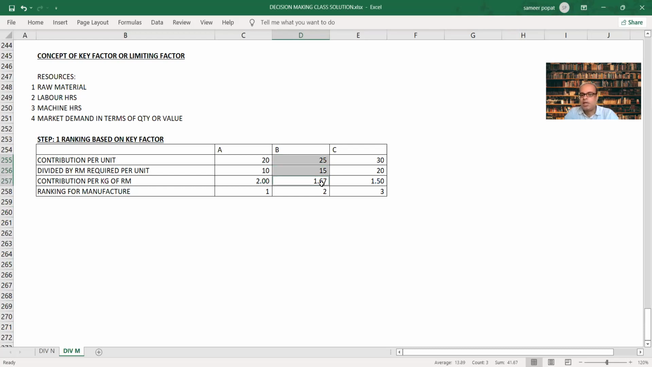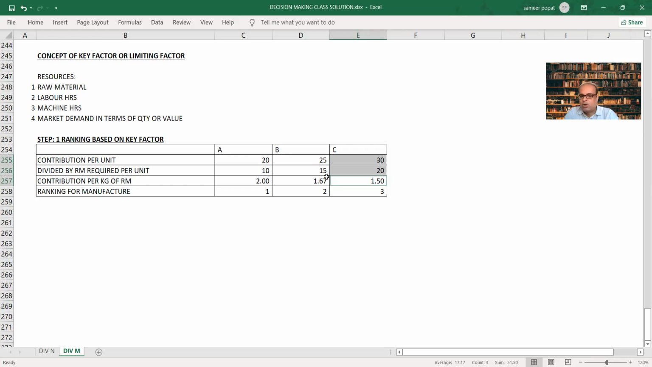That means per kg we are earning only 1.67. That is lower than product A. Okay, and here similarly, for earning 30 rupees of contribution from C, we need to use 20 kg of material. That means per kg we are earning 1.5 rupees of contribution.